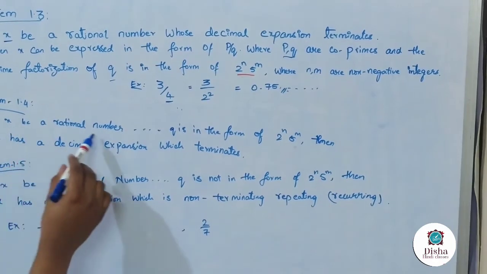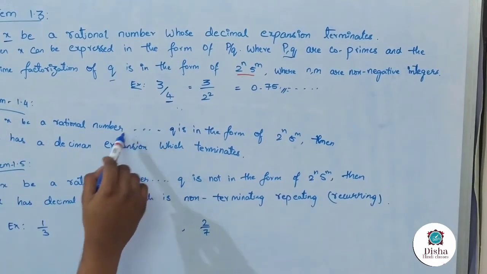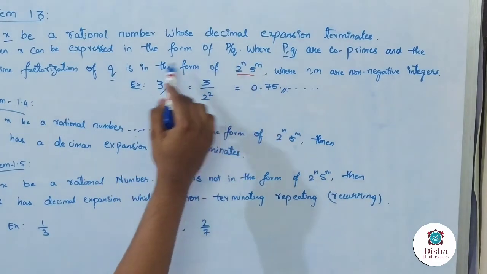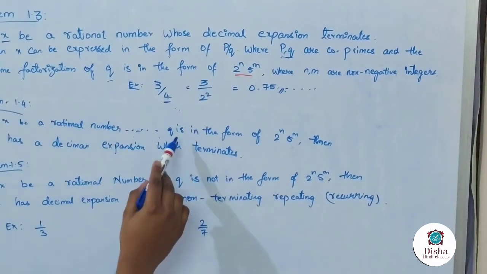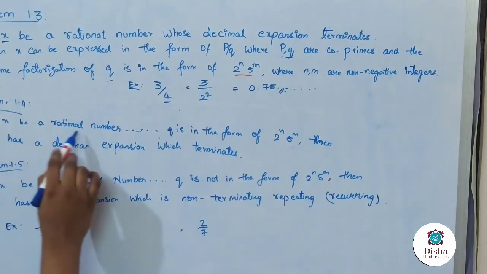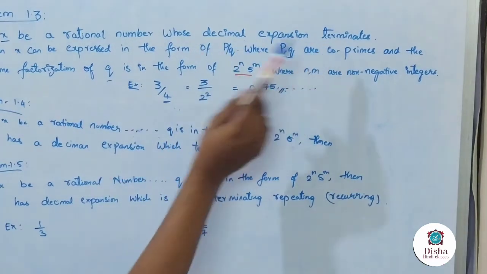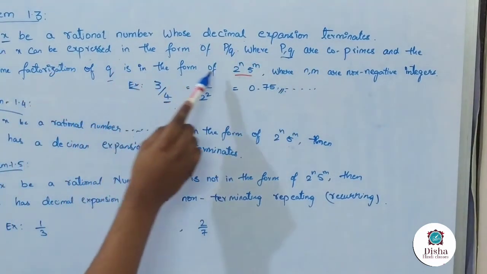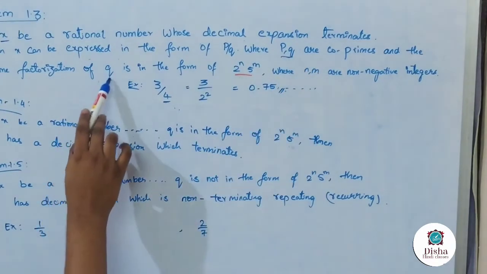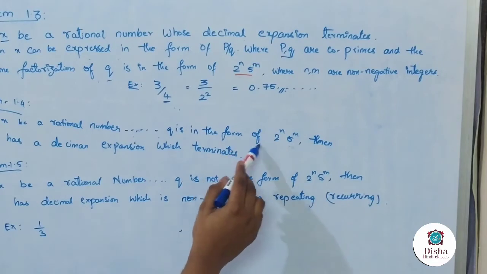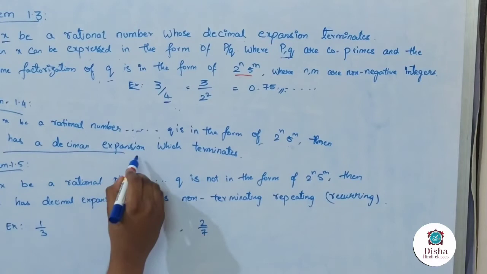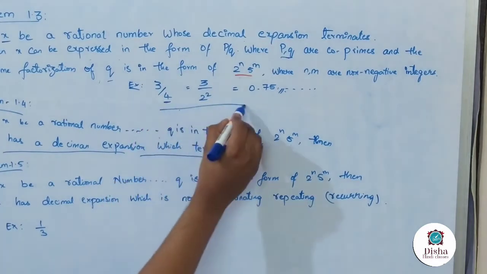So in theorem 1.4, we learn about that only. That means let x be a rational number. I have given dots here because the prime factorization continues till here, so we can write this q in the form of 2 power n into 5 power m. So x is a rational number whose decimal expansion terminates. Then x can be expressed in the form of p by q, where p and q are co-primes and the prime factorization of q is in the form of 2 power n into 5 power m. Then x has a decimal expansion which terminates, which I have shown here, right?